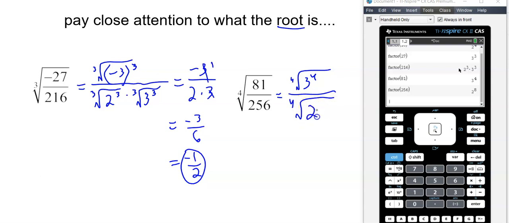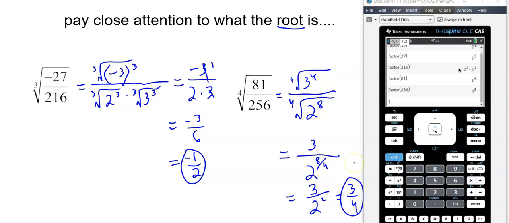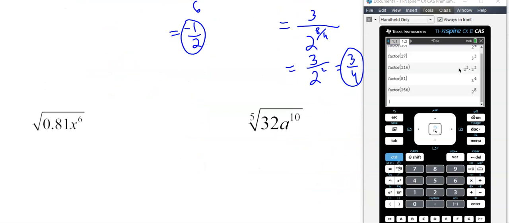I'm going to write it this way this time. So 2 to the 8th. And I'll show you just another way of doing that. The numerator is obviously 3. The fourth root of 3 to the fourth is 3. I'm going to write it as a fractional exponent. So 2 to the what power? This would be 8/4, which is 2 squared, so 3 over 2 squared, which is 3/4. So you can get there different ways, solve it different ways.